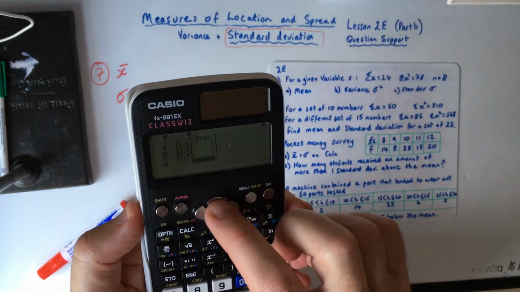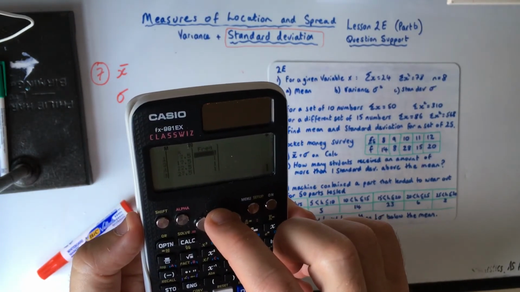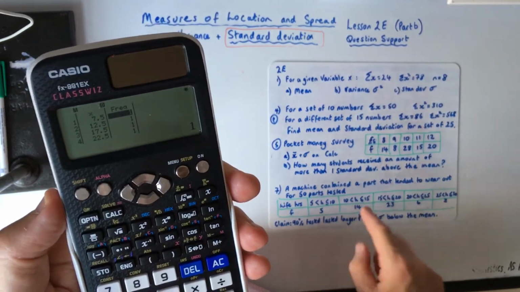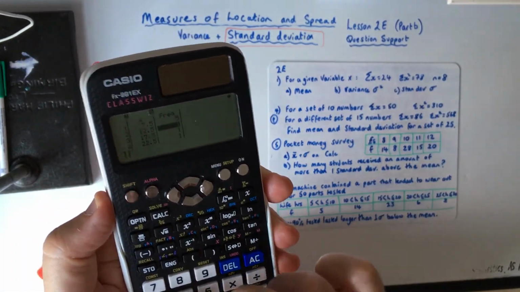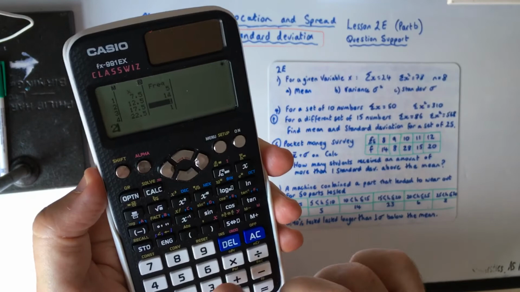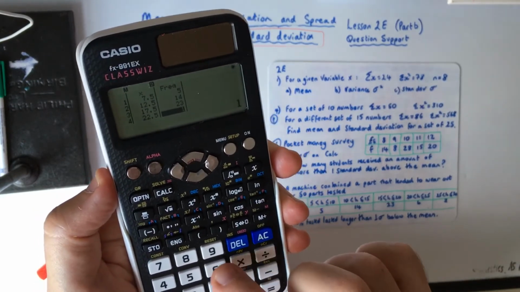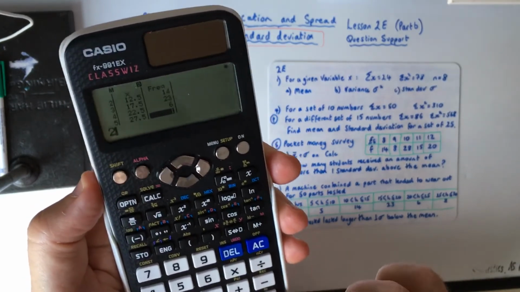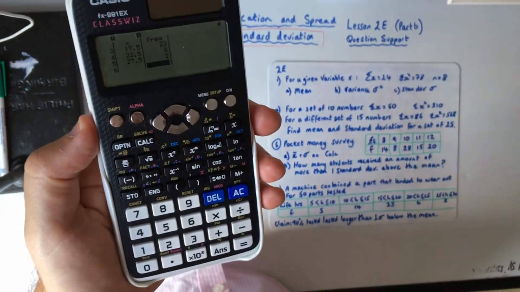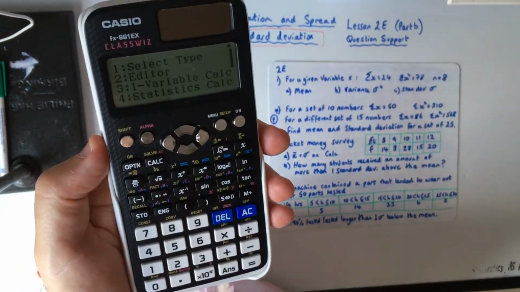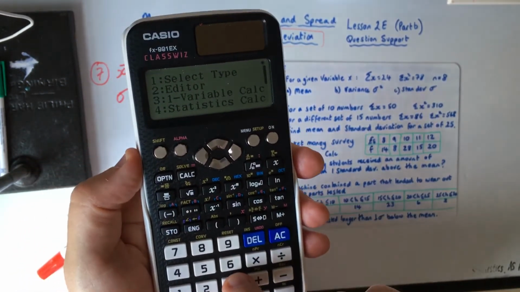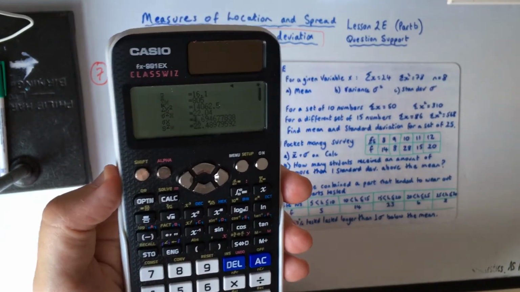Now I just need to change my frequencies, go up to 1, and I want 5, 14, 23, 6 and 2. So I've got all the data in, and nice and easy. Option, select 3, and there it is.